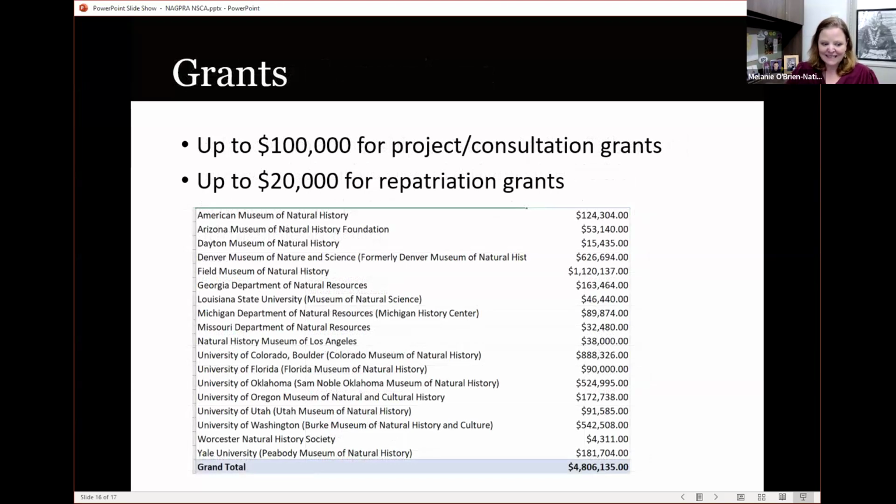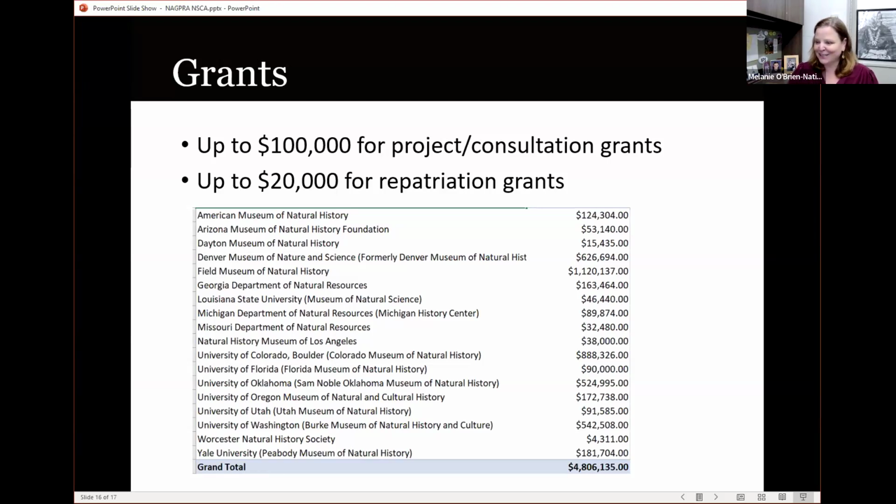And then the last slide here is grants, as I mentioned, are available as a means of complying with NAGPRA and consulting on collections and identifying objects for repatriation. We have two different kinds of grant programs, one for project and consultation grants, and the other for repatriation grants. Repatriation grants being the transfer, the physical transfer piece.